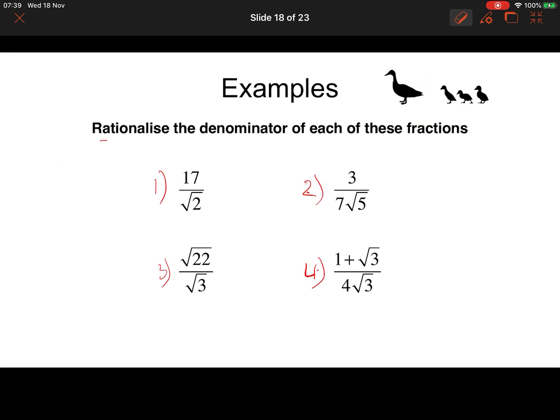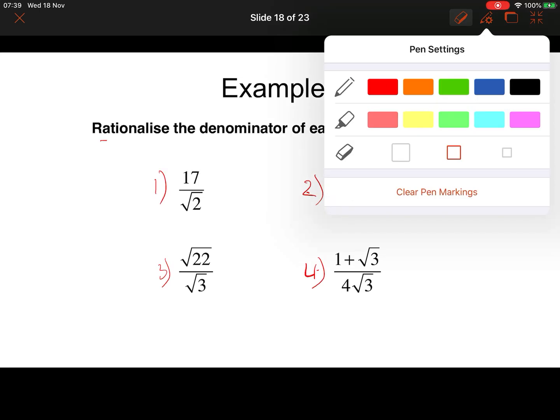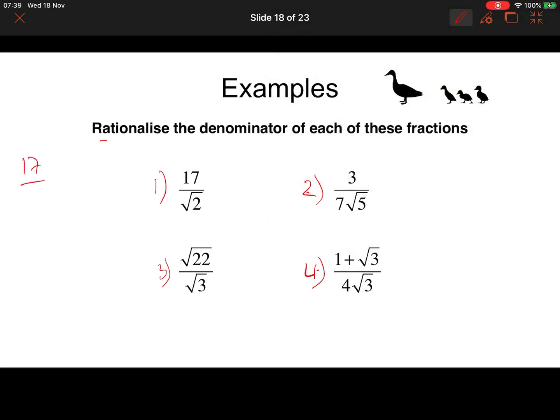So I have to rationalize it. Okay, I have to turn the denominator into a rational number. In doing so, I will turn the numerator into an irrational number. Okay? So let's just have a look at how I do it. So 17 over root 2. What I'm going to do is times the top and the bottom by root 2. So basically, whatever is in the denominator, I'm going to times top and bottom.